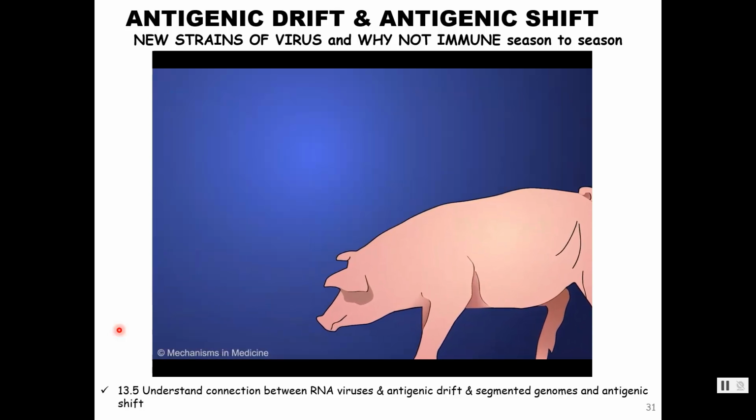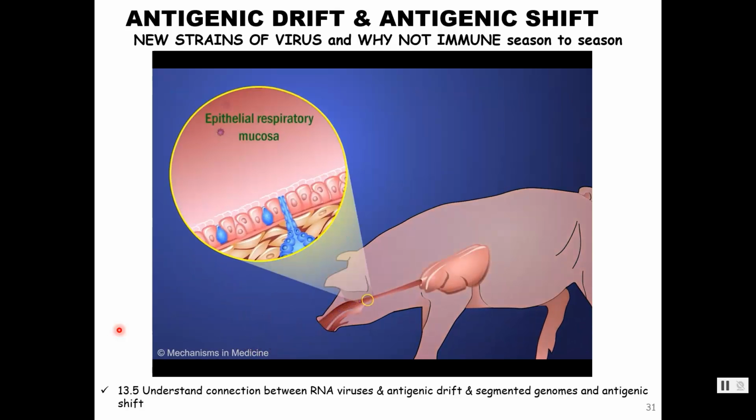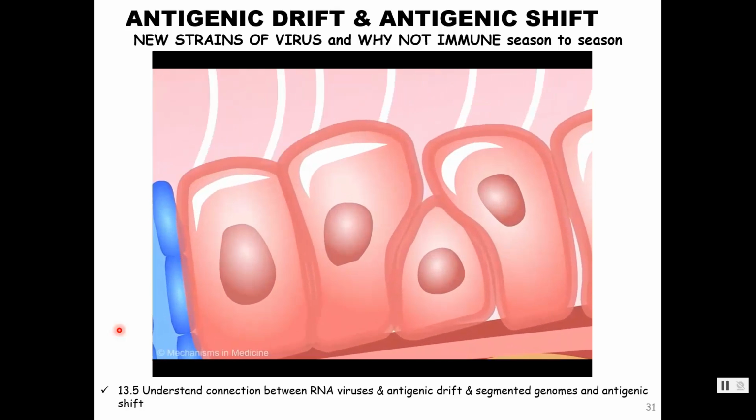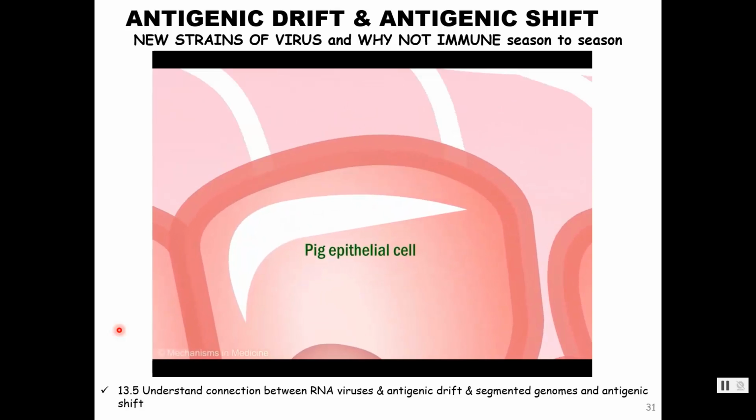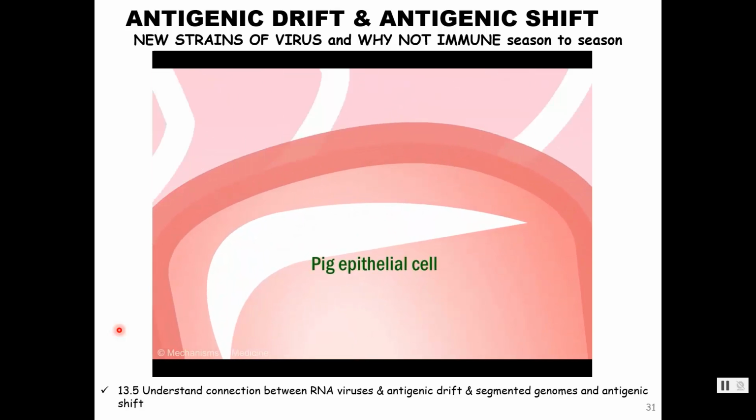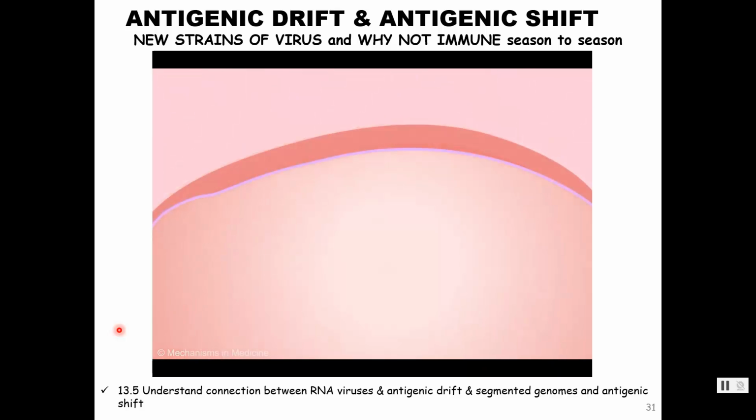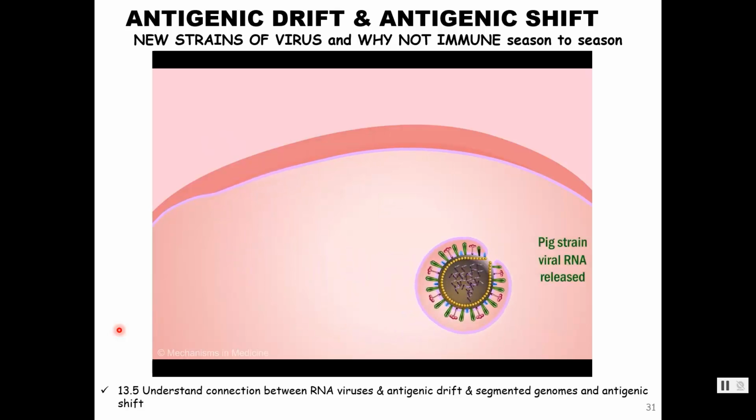Let's review the principles of antigenic shift. Influenza sets up local upper respiratory tract infections in pigs. The virus targets and infects epithelial respiratory mucosa cells. Hybrid viruses are created when different strains of the virus infect the same cell. First, the native pig strain of influenza A targets the epithelial cell. It binds and enters the host cell through endocytosis and releases its viral genome into the cytoplasm.